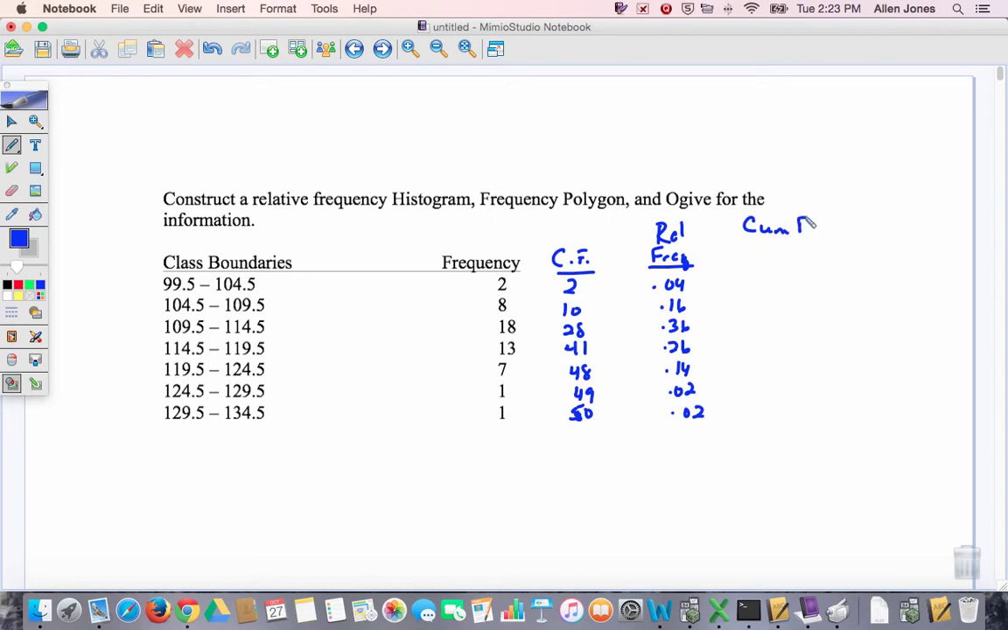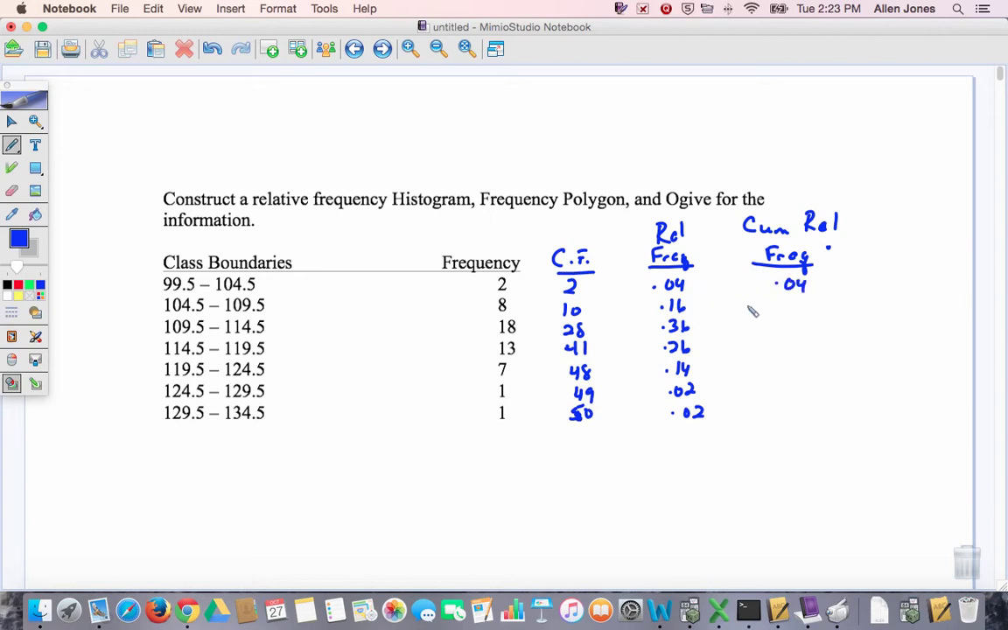So those are my relative frequencies. And just to have everything together, to go ahead and graph the ogive as well, I'll put the cumulative relative frequencies in another column over here. That way we're all ready to go with all three of our graphs with setup information.